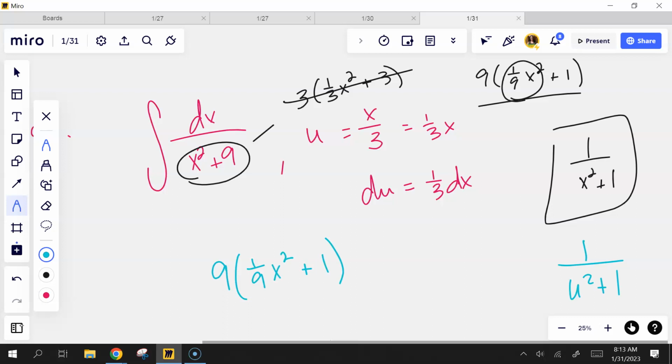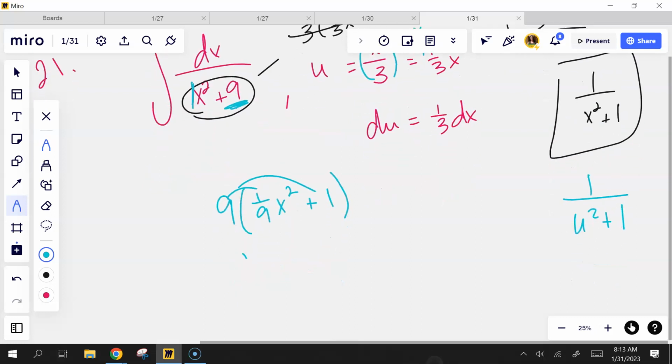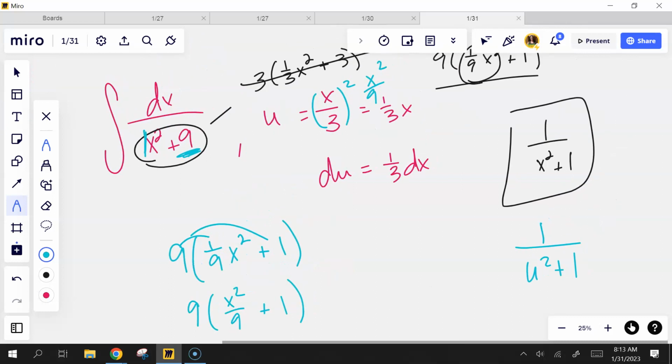Does everybody see that? You're not used to factoring something out whenever it's not a GCF because it's a 1 here, but I needed this to be a 1. So I just divided, because if I distribute back through, I'm back where I started. I just essentially wrote it a different way. Well, what is this squared? Which is what I have. This is 9 times x squared over 9 plus 1. Do you agree? So let's write it that way.